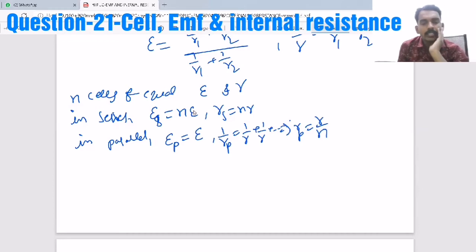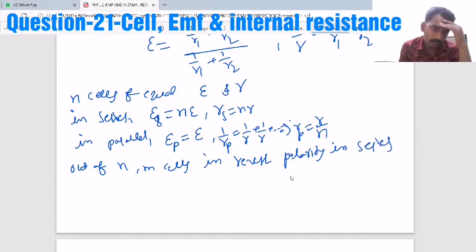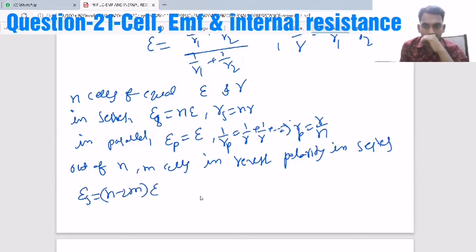Now, in series connection, if polarity is reversed, suppose out of N cells, M cells are in reverse polarity, then the resultant EMF epsilon S will become (N minus 2M) into epsilon. M cells will cancel M more cells' EMF. Just an example I am telling.